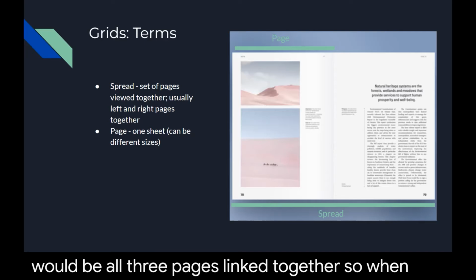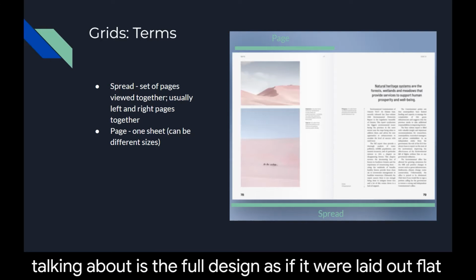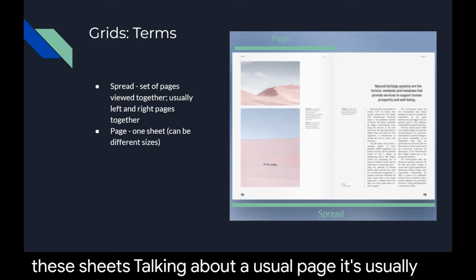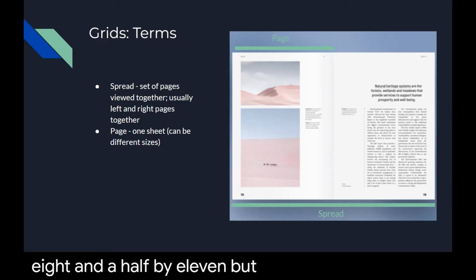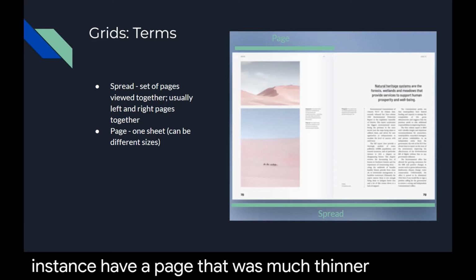So when you're talking about a spread, what you're really talking about is the full design as if it were laid out flat. A page within a spread is just one sheet. And of course, these sheets can be different sizes. If we're talking about a usual page, it's usually 8.5 by 11, but you could, in a trifold, for instance, have a page that was much thinner, but taller.